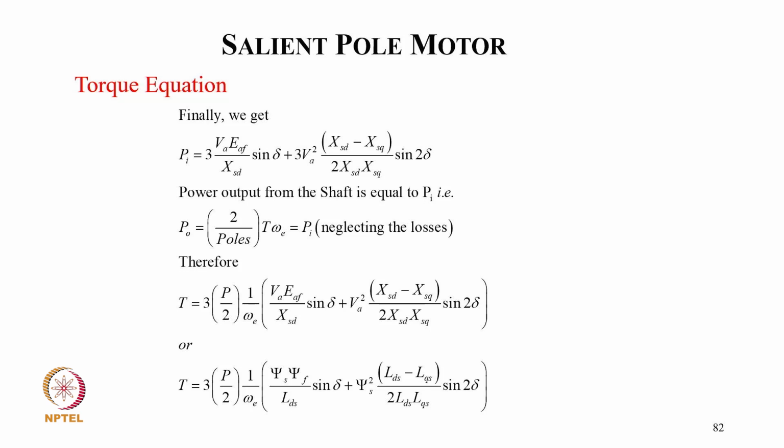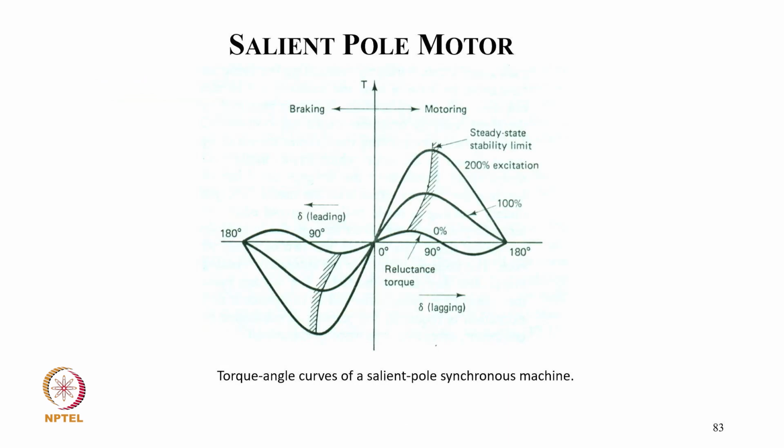The power output from the shaft is equal to P equal to T omega, neglecting loss. Therefore T equal to 3 P by 2 omega in bracket V_a E_f upon X_d sin delta plus V_a square (X_d minus X_q) upon 2 X_d X_q into sin 2 delta, or T equal to 3 P by 2 into 1 upon omega_s (V_s E_f upon L_d s sin delta plus V_s square (L_d s minus L_q s) divided by 2 L_d s L_q s into sin 2 delta).